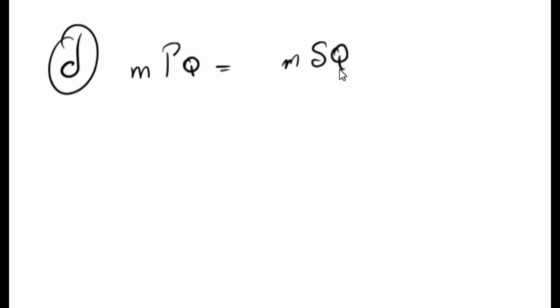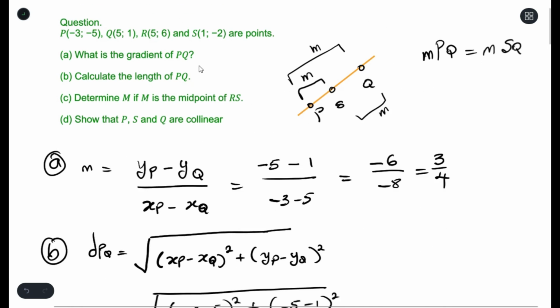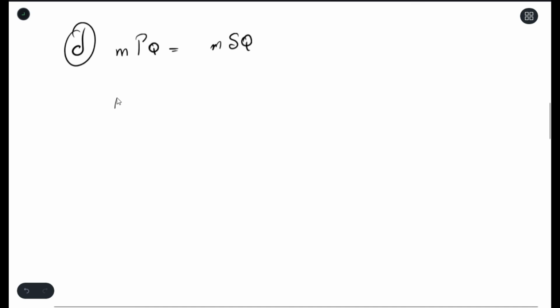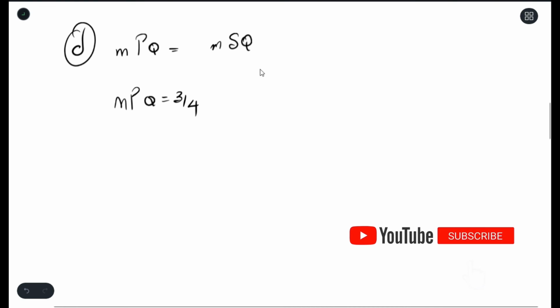Okay. So as we said, to prove collinear, we need to prove that the gradient of PQ is equal to the gradient of SQ. In the first example, we already proved the gradient of PQ is 3/4. So we just need to find what the gradient of SQ is. Now, if it gives us 3/4, then we can say that it's collinear.